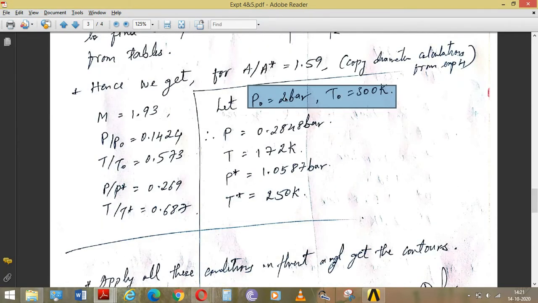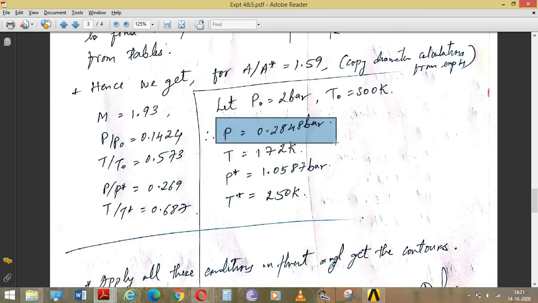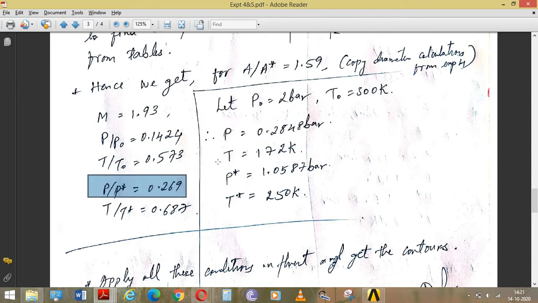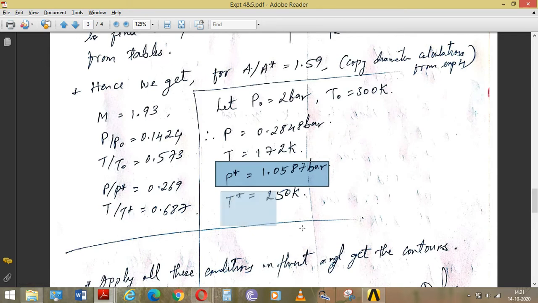Substituting these values in the ratios, you can find P. I have found P to be 0.2848 bar. Substituting T naught here, you can find T as 172 Kelvin. Substituting this P in this ratio, you will get P star about 1 bar, and similarly T star.